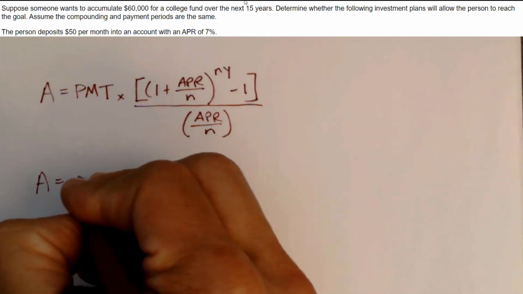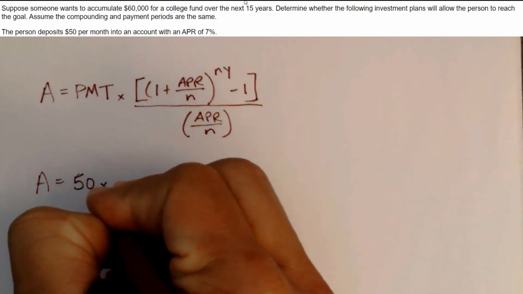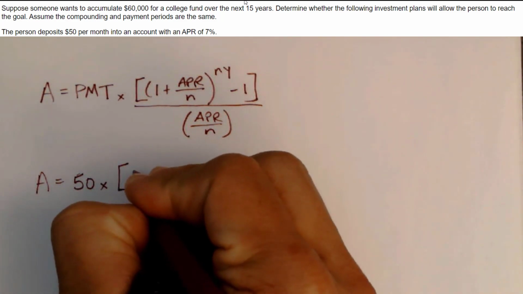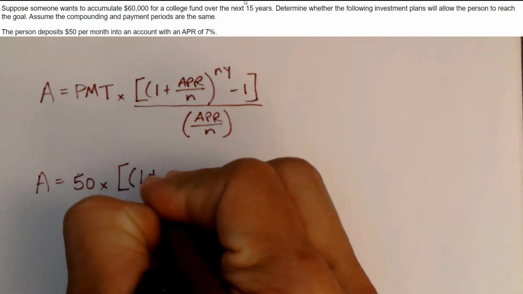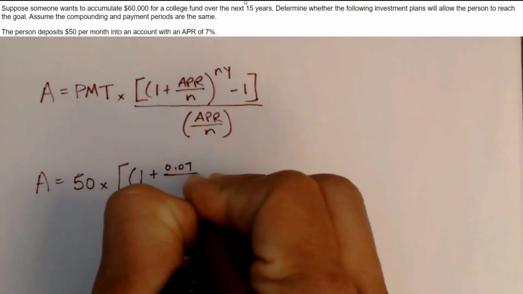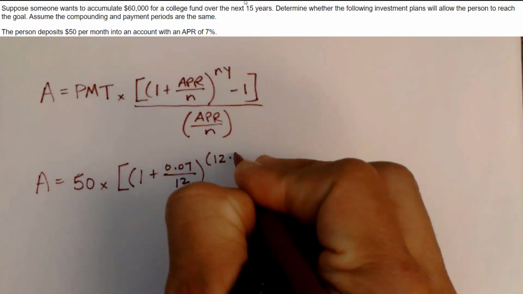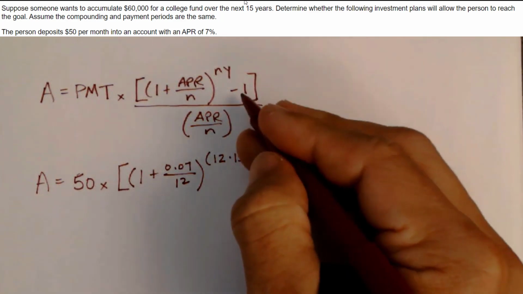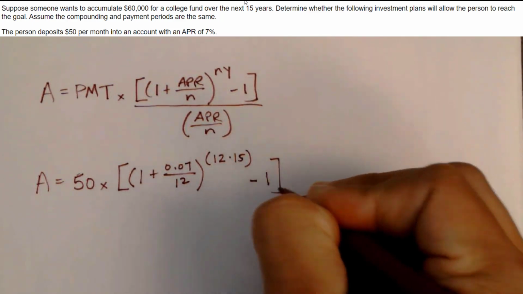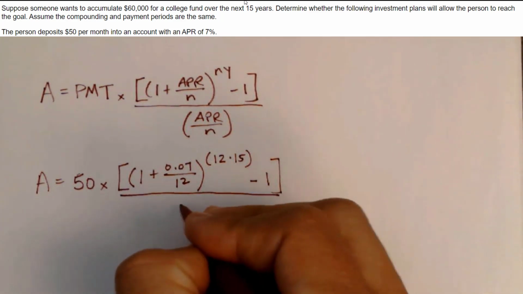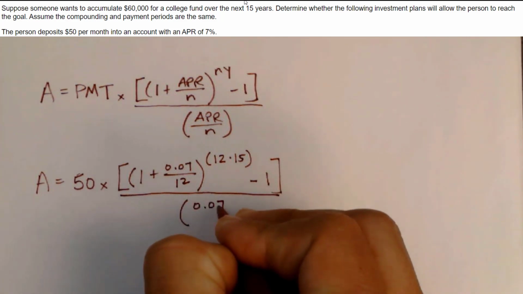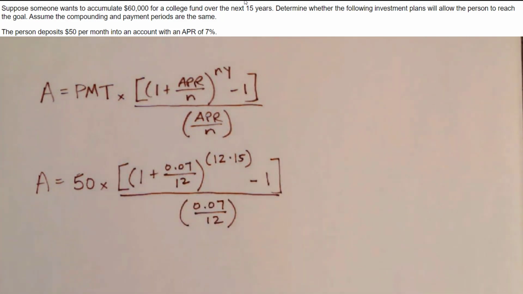We know the payment is $50 in the brackets, and then inside the parentheses we have 1 plus the rate divided by 12, to the power of 12 times 15 years, minus 1, all divided by the APR, 0.07 divided by 12. And so your calculator strokes are going to be extremely important in these types of problems. So let me grab the calculator.